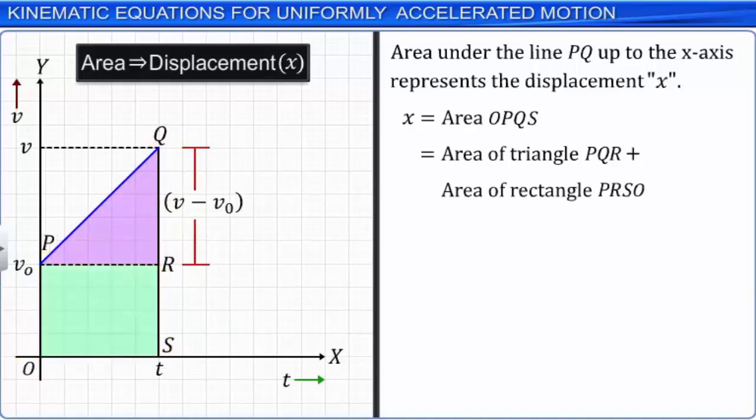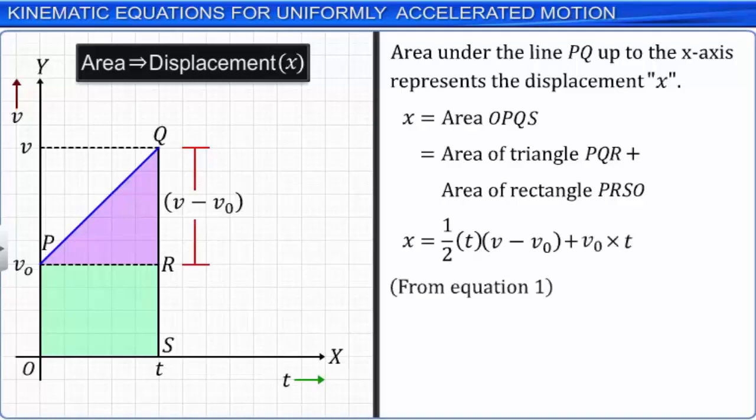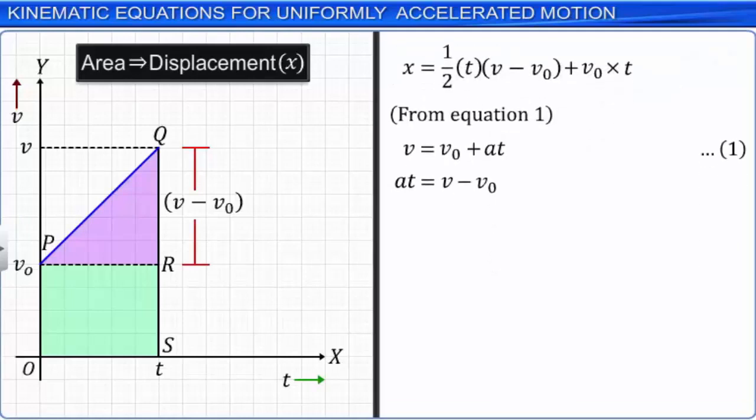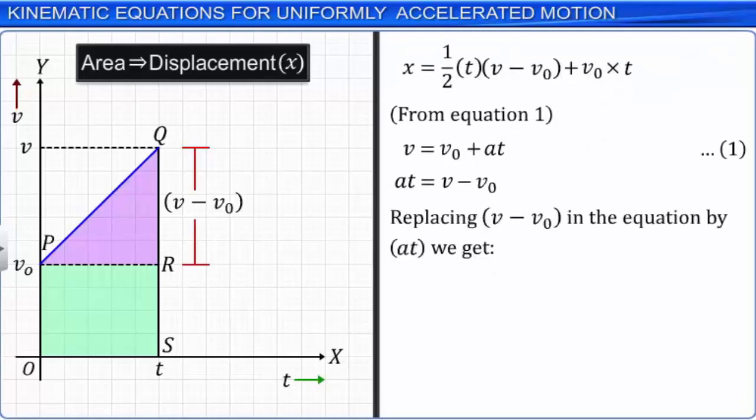From equation 1, the value of v is the sum of v naught and the product of a and t. Here, the product of a and t can be derived as the difference between v and v naught. Now, replacing the v minus v naught in the equation by at, we get x is equal to v naught into t plus half at square. This is equation 2 of motion.